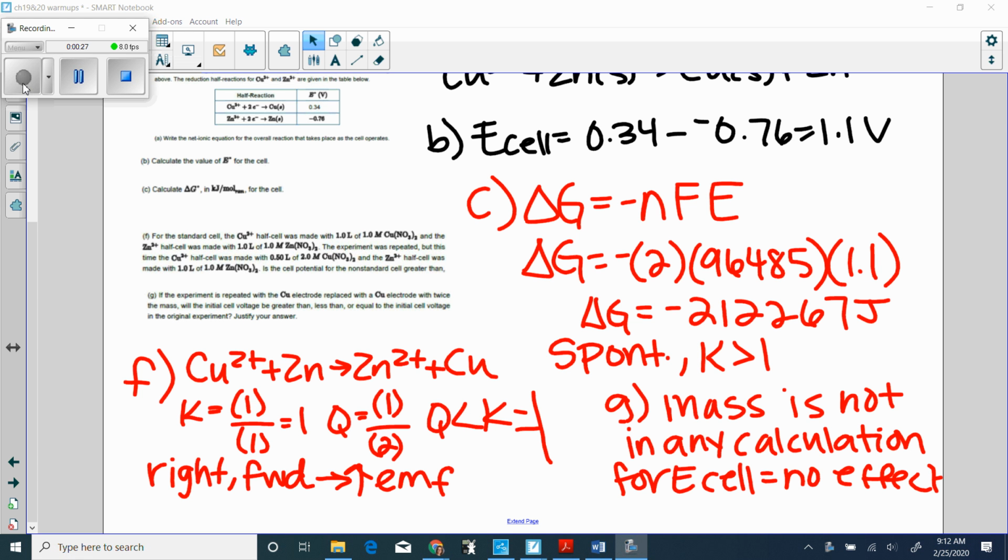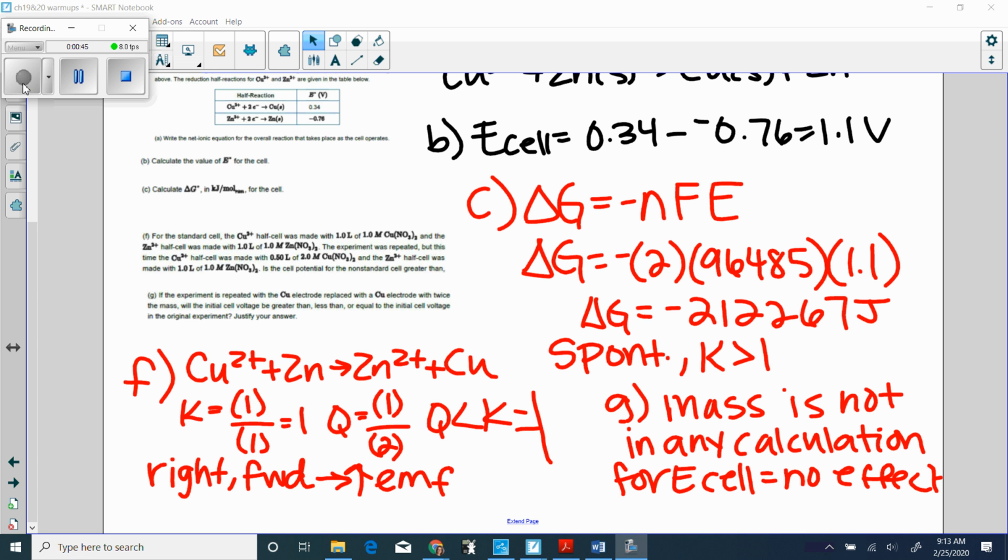For letter F, there's lots of words, but you kind of need all of those words, because in those words, it tells you that the concentration of the zinc is 1 and the concentration of the copper is 1. So K is going to be products over reactants. Those solids don't go in there. That is, we're not using them. It's going to be 1/1.